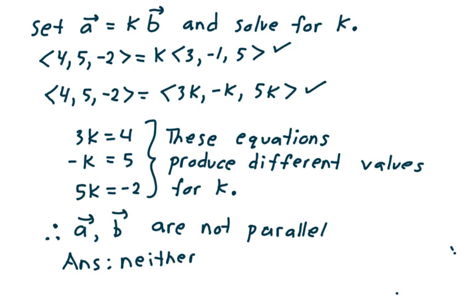And so what that tells me is that a and b are not parallel to each other, and that's because I can't write the vector a as a scalar multiple of the vector b. And so if they're not parallel and they're not orthogonal, then the answer will be neither.